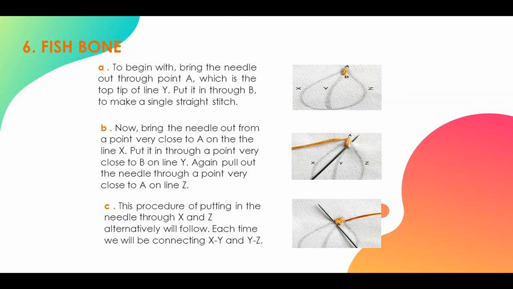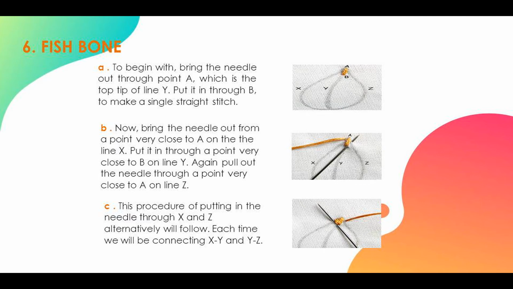6. Fishbone. A. To begin with, bring the needle up through point A, which is the top tip of line Y. Put it in through B, to make a single straight stitch. B. Now, bring the needle up from a point very close to A on the line X. Put it in through a point very close to B on line Y. Again pull out the needle through a point very close to A on line Z.